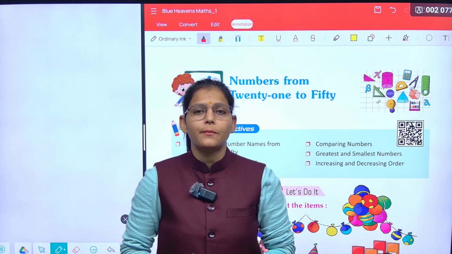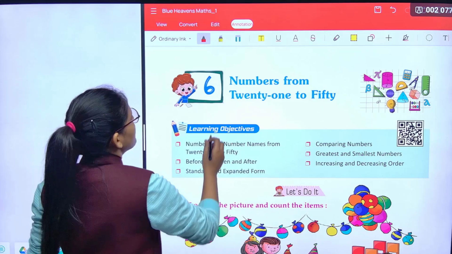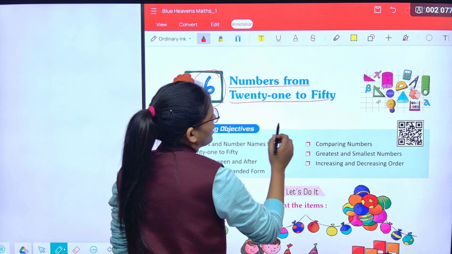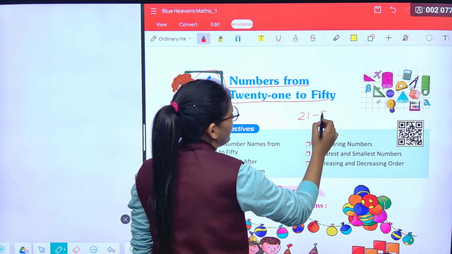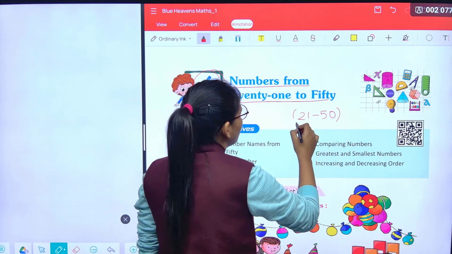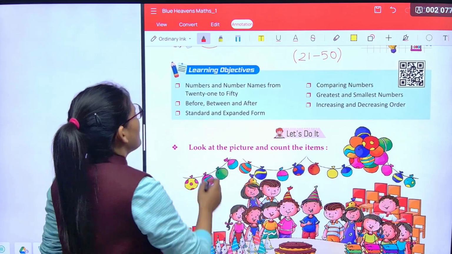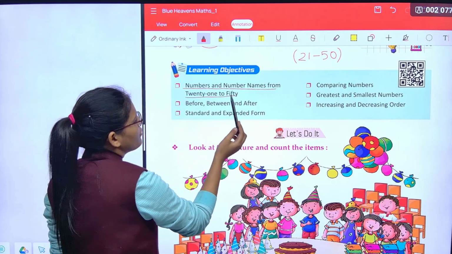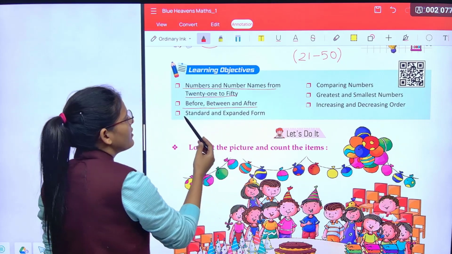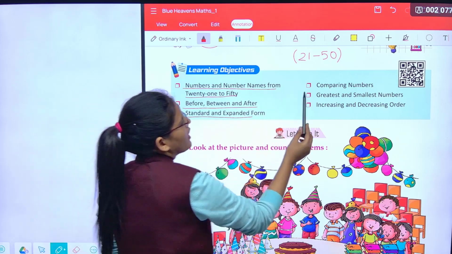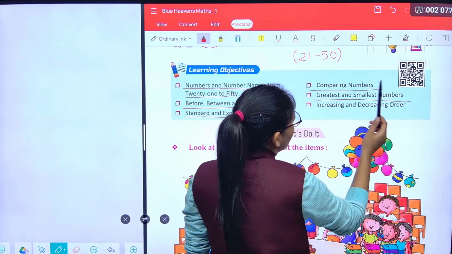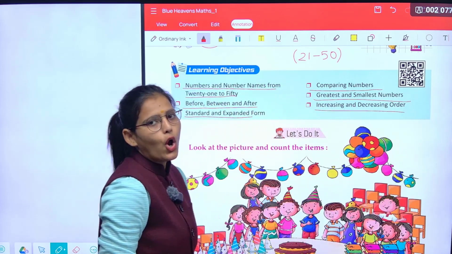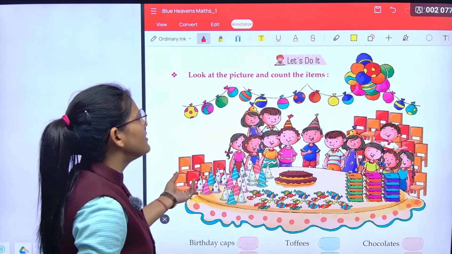Students, today we will learn chapter number 6, numbers from 21 to 50. Today, class, we are going to study numbers and number names from 21 to 50, before, between and after, standard and expanded form, comparing numbers, greatest and smallest numbers, increasing and decreasing order. Now class, let's start the chapter.